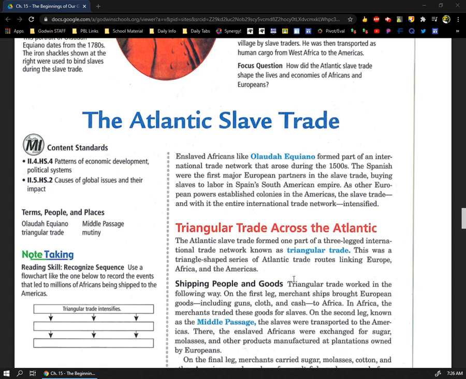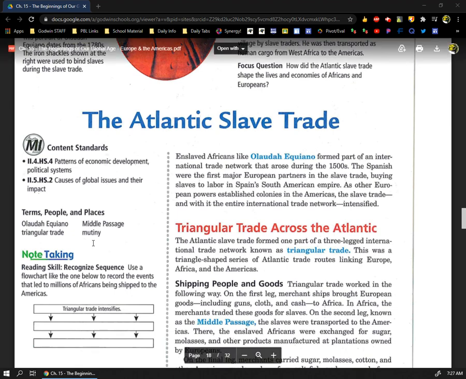Enslaved Africans like Olaudah Equiano formed part of an international trade network that arose during the 1500s. The Spanish were the first major European partners in the slave trade, buying slaves to labor in Spain's South American empire. As other European powers established colonies in the Americas, the slave trade, and with it the entire international trade network, intensified. Triangular trade across the Atlantic. The Atlantic slave trade formed one of the three legs of an international trade network known as triangular trade. This was a triangle-shaped series of Atlantic trade routes linking Europe, Africa, and the Americas.